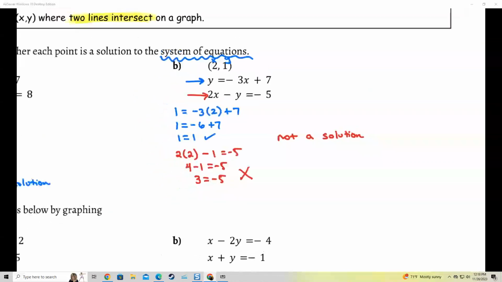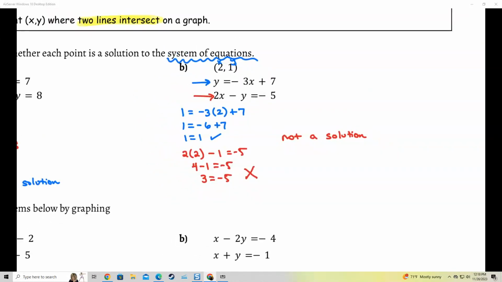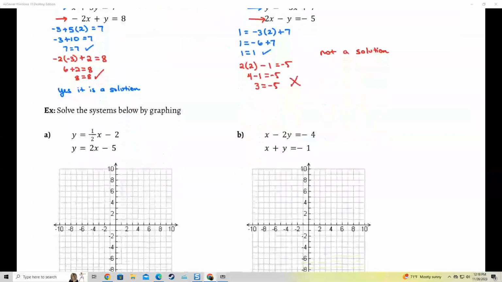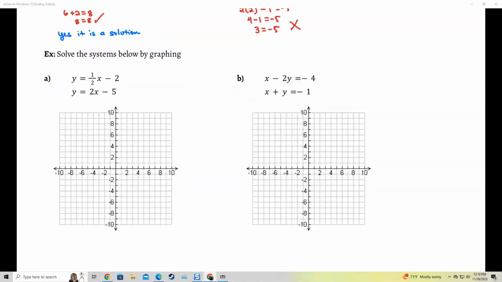All right, that takes care of the first one. Let's scroll down. So if you want to check to see if a point is a solution to the system, you just plug them in. In this case, though, it says solve the systems below by graphing. So again, they're giving me 2 equations. In order for it to be a solution to the system, it's got to work for the first equation. It's got to work for the second equation. That means we're going to see what points I'm going to plot. So let's plot the first one. The first one is y = 1/2 x - 2. So let me go ahead and graph this one.